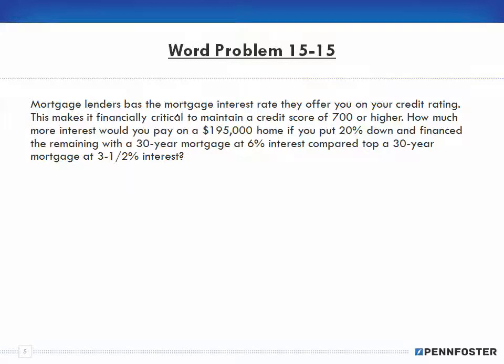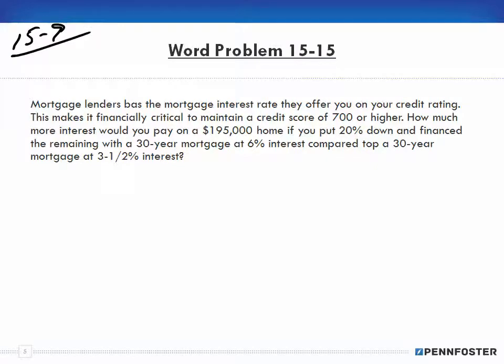So I'm going to try to keep things a little bit short, but for problem 15-15, it says here: mortgage lenders base the mortgage interest rate they offer you on their credit rating. This makes it financially critical to maintain a credit score of 700 or higher. How much more interest will you pay on a $195,000 home if you put 20% down and finance the remaining with a 30-year mortgage at 6% interest compared to a 30-year mortgage at 3.5% interest? Okay, this problem is the same as problem 15-9.